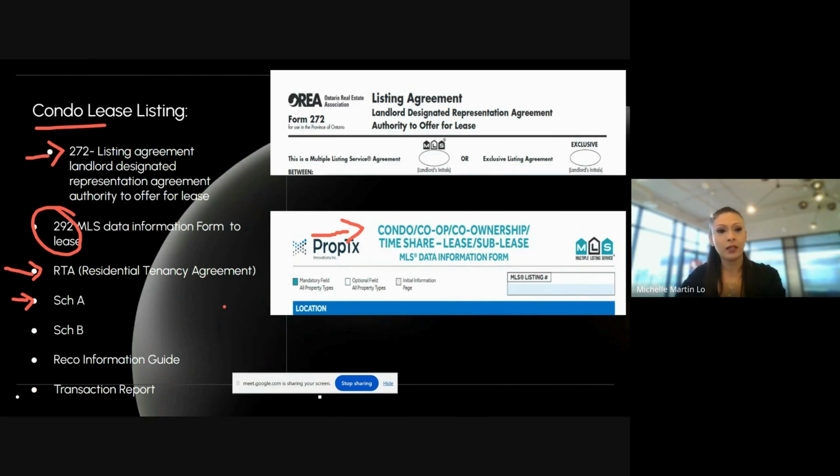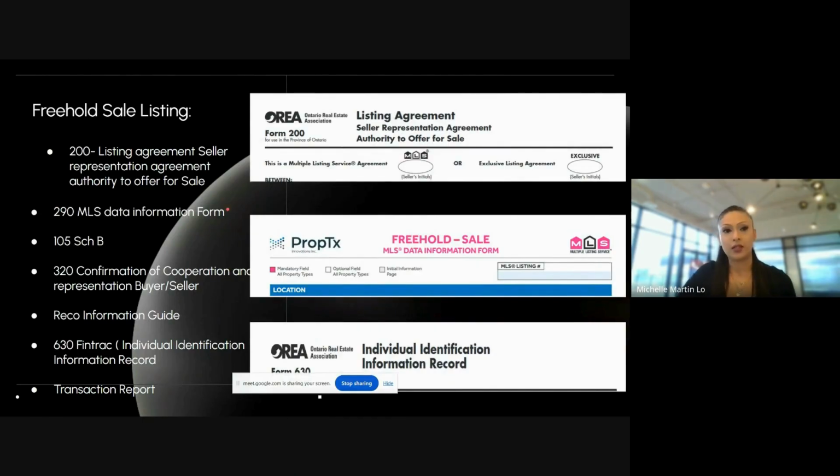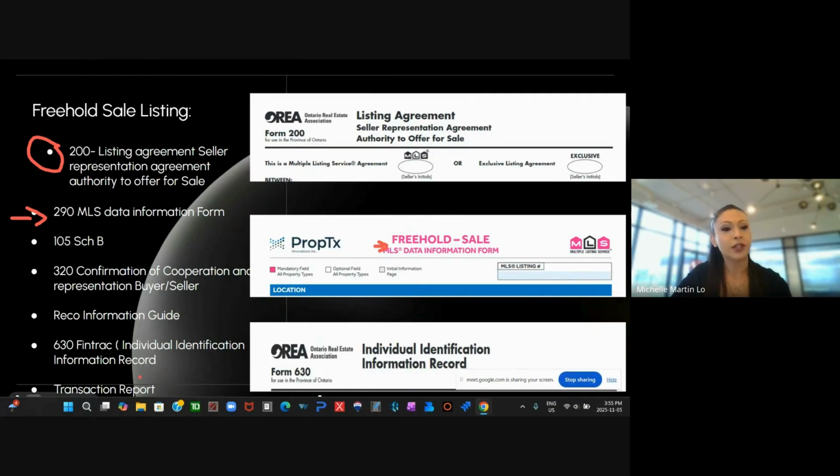All right, let's go into your sale listing. So the sale listing for your freehold is going to be Form 200. Listing agreement, seller representation agreement, authority to offer for sale. Your data information is going to be Form 290. As you can see here, it says freehold. 105, which is your Schedule B. Let me just bring this over here.